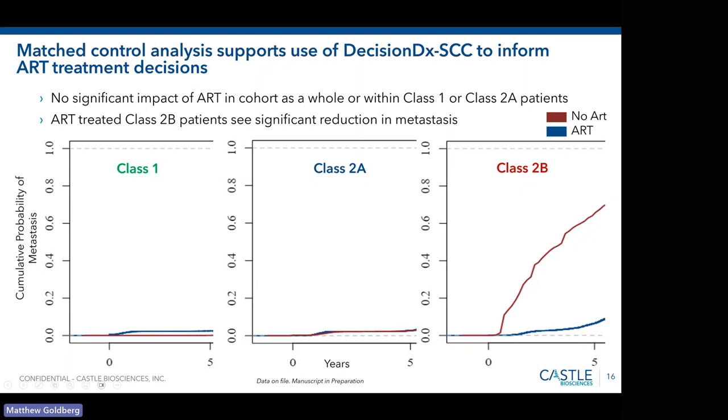And this aligns with the published literature that ART benefits patients the most when they have an elevated risk of regional and distant metastasis, as identified here by the class 2B result. Notably, there's a steep rise in the red curve of metastatic events in this class 2B cohort, which corresponds to the rapid rate of metastasis seen in these patients who are not treated with adjuvant radiation therapy who have this class 2B result. And this highlights the urgency to act on the class 2B result, where most metastatic events are seen within the first 2 years.